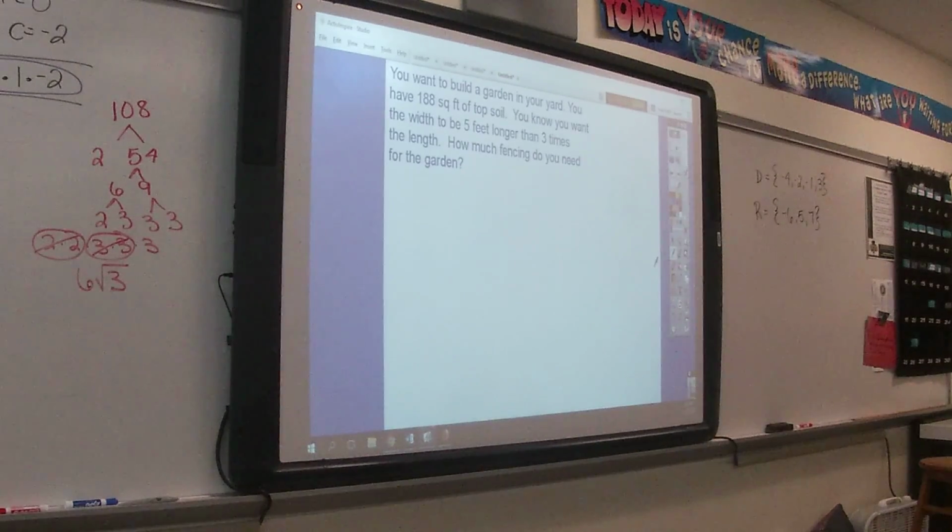It wouldn't be volume because you'd have to fill the whole thing. It depends. If you're making something deeper, then it would be volume, and we'd be talking about cubic feet. You know you want the width to be 5 feet longer than 3 times the length. How much fencing do you need for the garden?